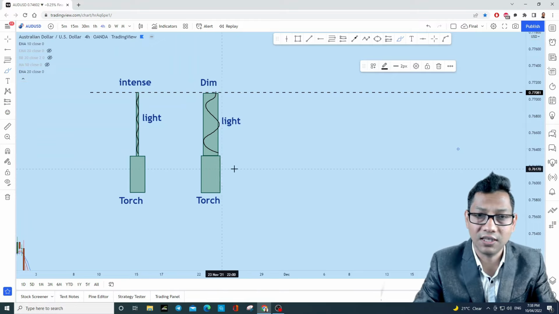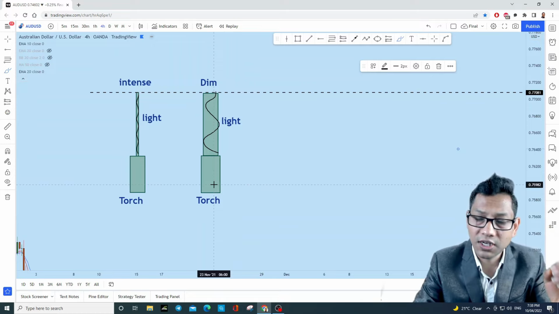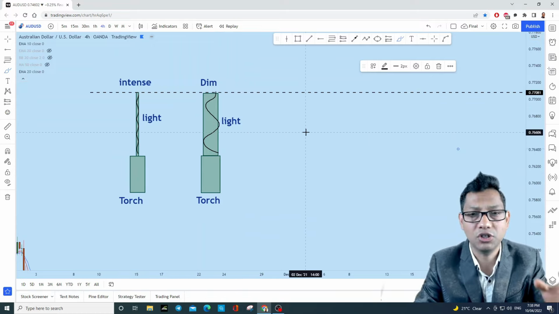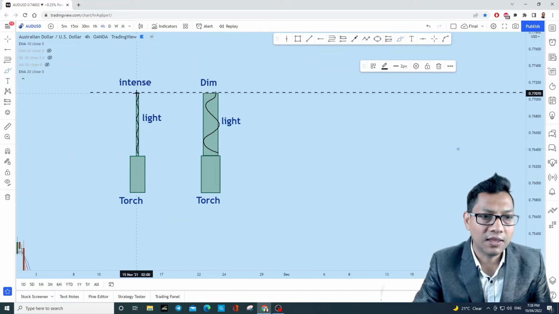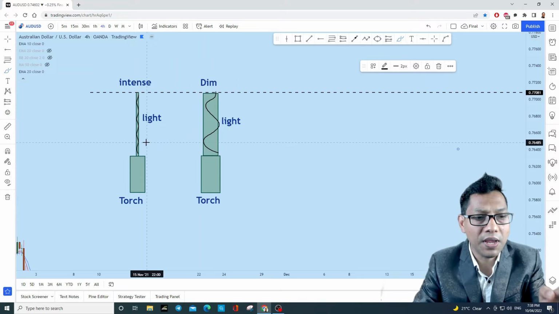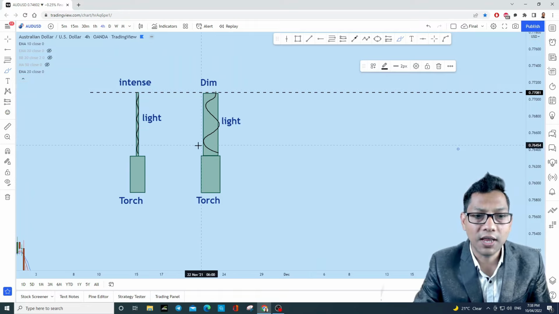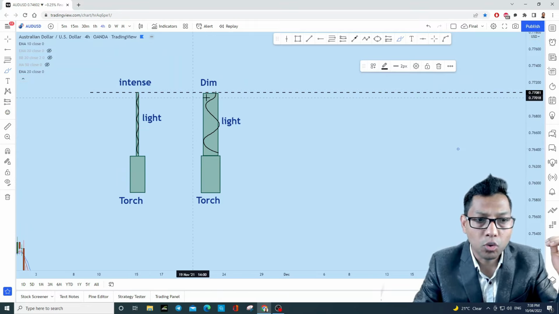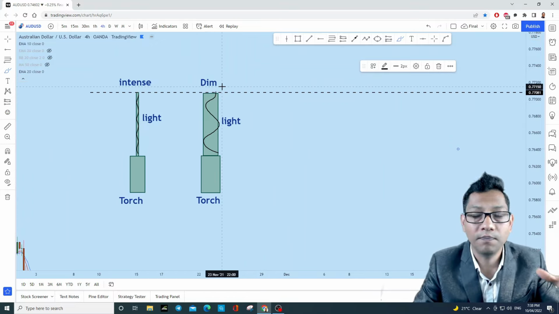Now consider that there are two torchlights here. Consider that both torchlights have the same amount of energy, or battery, or light. The only difference is that this torchlight has a narrow beam of light, that means the output is narrow. This one has a wider beam of light. Now if you throw light with both of these torchlights on a wall, what will happen?